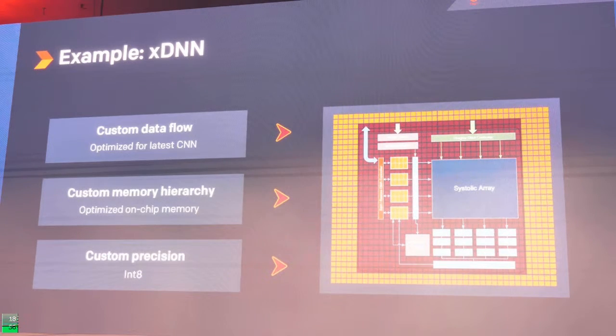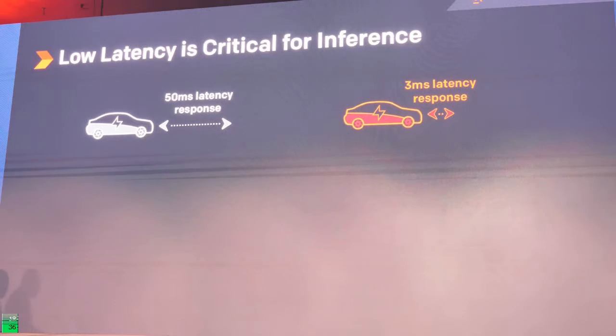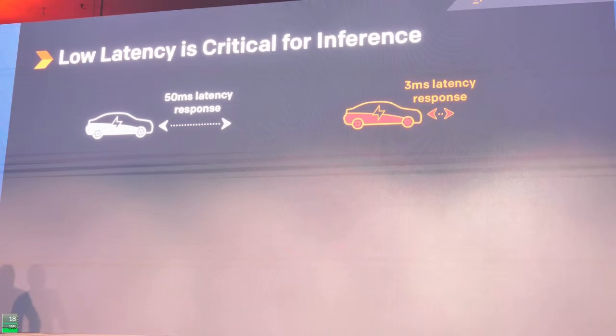So we talked about latency. Now let me explain why latency is important. Let's say you're driving a car, or rather, the car is driving you. In your autonomous car, you have an inference engine. The inference engine is watching all the hazards, and as the hazard approaches, the inference engine will try and stop the car.